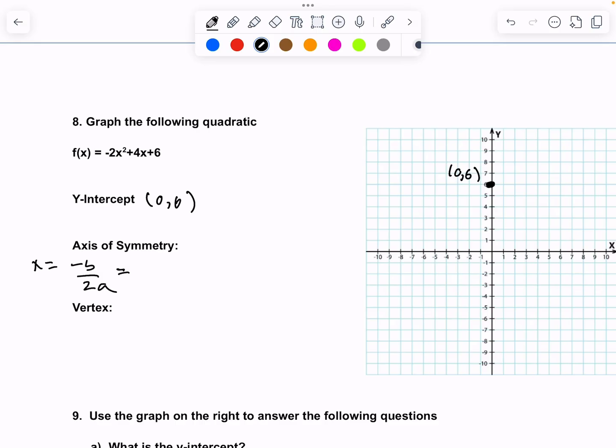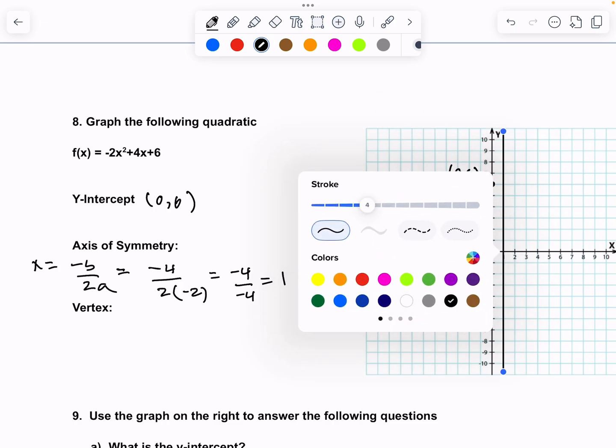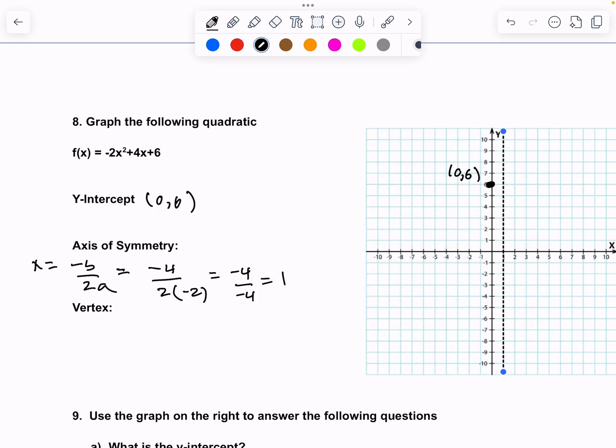B is 4, so negative B is negative 4 over 2 times A. A is negative 2. So this is negative 4 divided by negative 4, which is positive 1. So my axis of symmetry is right here at positive 1. All right, now I found my middle, which is my axis of symmetry. Now I need to plug in the middle.